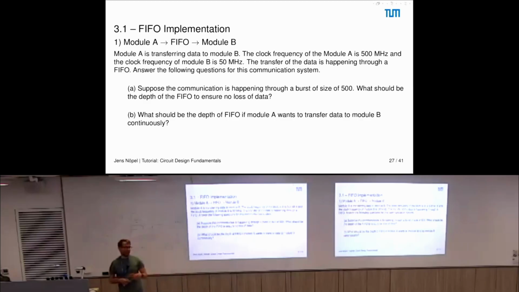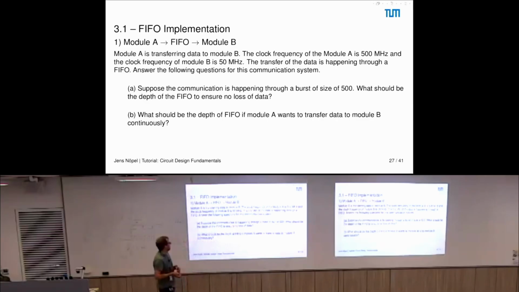An asynchronous FIFO has the benefit that you can now clock the input and the output at different frequencies. So we have module A transferring data to module B, and module A is doing so at a frequency of 500 megahertz, and module B is just running at 50 megahertz and reads the data out from the FIFO.